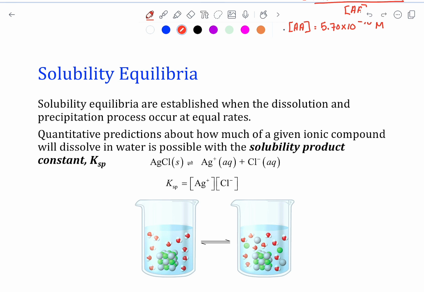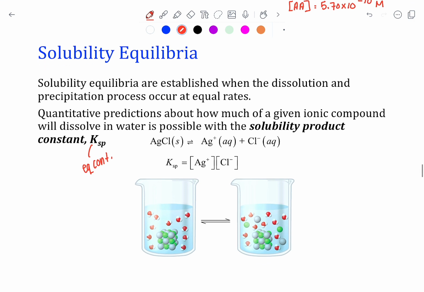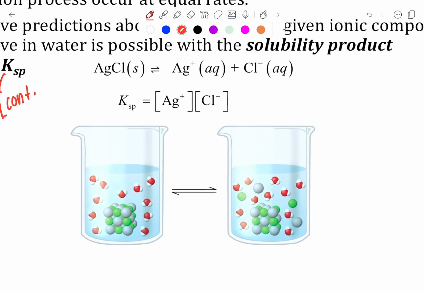Now, the quantitative prediction about how much of a given ionic compound will dissolve in water is possible using a solubility product constant, which we denote as Ksp. So this, since it's an equilibrium, is just another equilibrium constant, but it's specific for solubility. So here we have the equilibrium of silver chloride in equilibrium with silver ions and chloride ions, and this is essentially what's going into solution here.